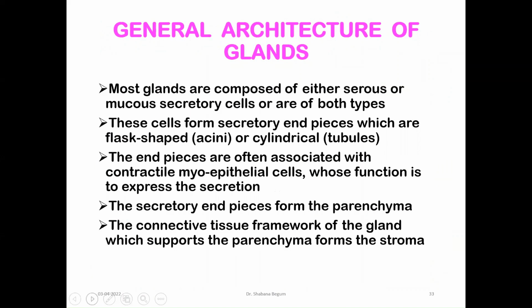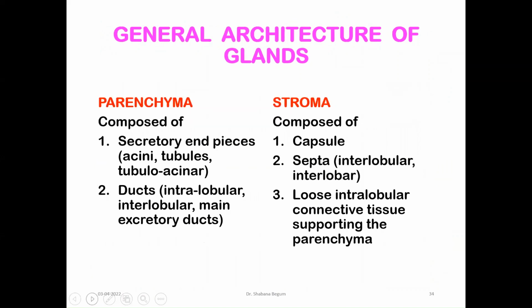The secretory end pieces form the parenchyma, and the connective tissue framework of the gland, which supports the parenchyma, forms the stroma. So the architecture of the glands consists of two things: the parenchyma and the stroma. The parenchyma consists of the secretory end pieces and the ducts, which may be intralobular, interlobular, and the main excretory ducts. The stroma is formed of loose connective tissue, which forms the structural framework of the gland. It is composed of capsule and septa, like the interlobular and the interlobar septa.